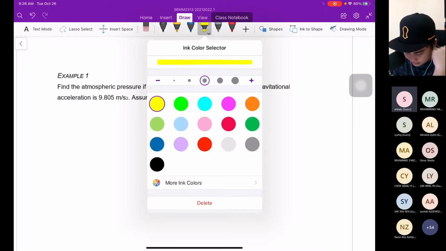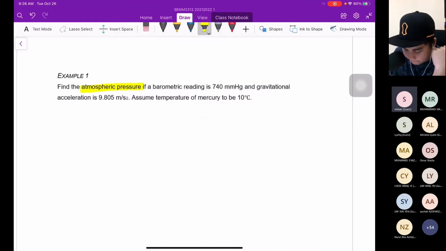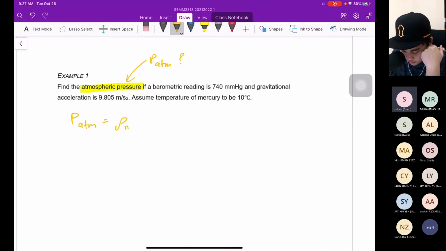Right, I highlight the question. Find PATM. So the question asks, what is PATM basically? Based on what we derived, PATM is equal to rho of mercury. When it is mercury, you can see Hg. Hg refers to mercury.